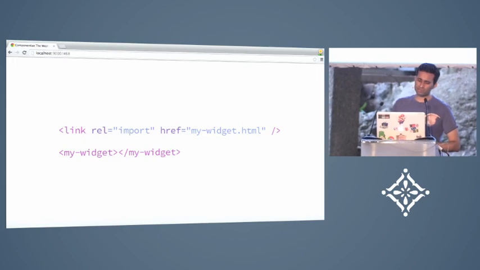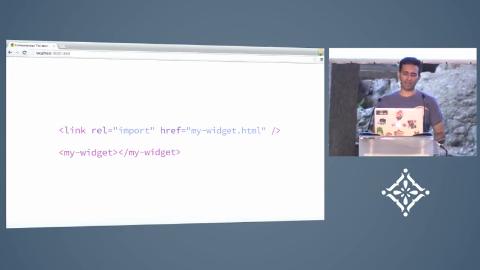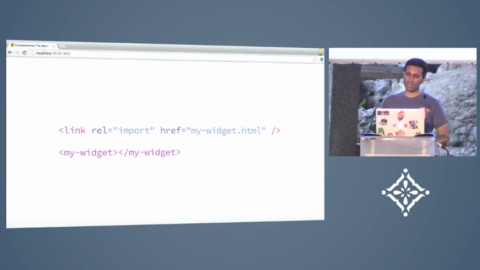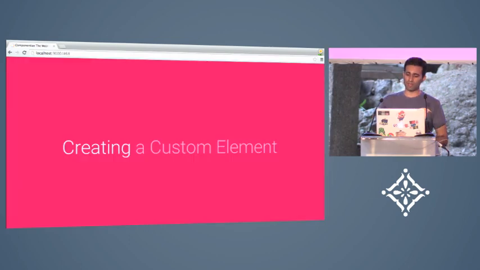Using custom elements, it's a little bit more straightforward. We have an import. So in this case, we're importing in a widget we want to consume on the page. And then we just define it. So my widget is an instance of that element, and I can start using it. I can start configuring it right away.